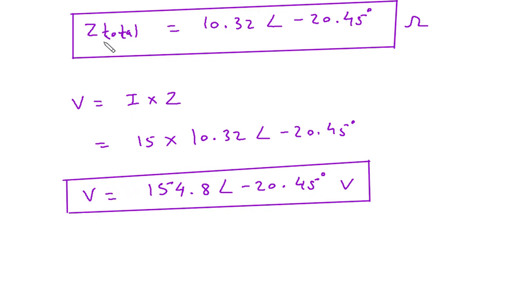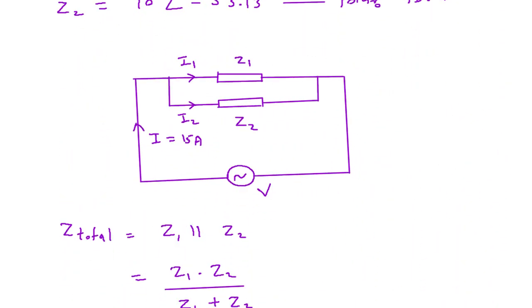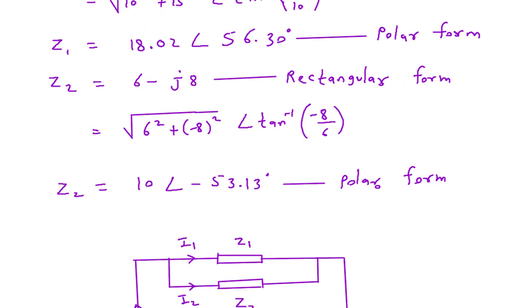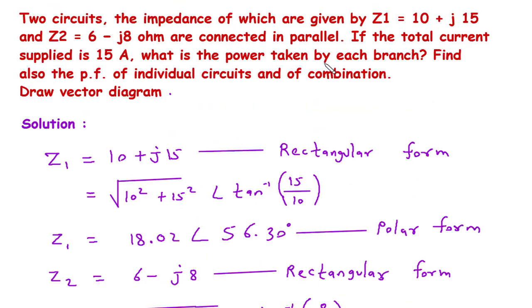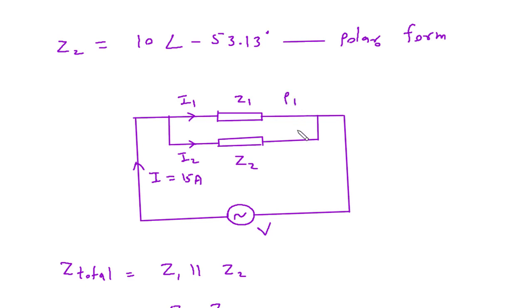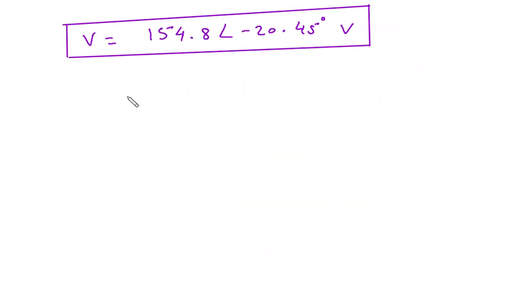Now we have the value of voltage V, total impedance, and we also have the value of current. Here we can see the voltage across Z1 and Z2 will be same because they are connected in parallel. So now we can find the power taken by each branch. So we can find the value of P1 and P2. Let's say this power is P1 and this power is P2. So we can find the value of P1.